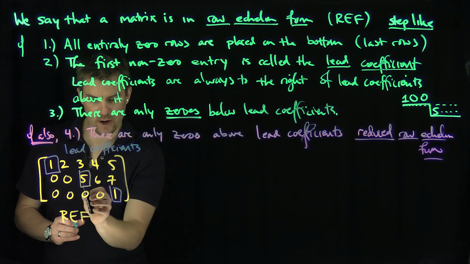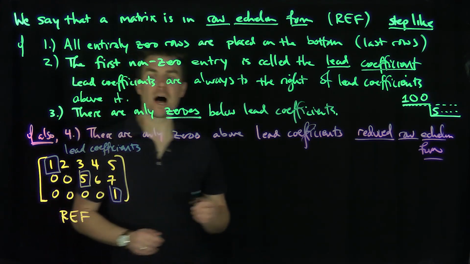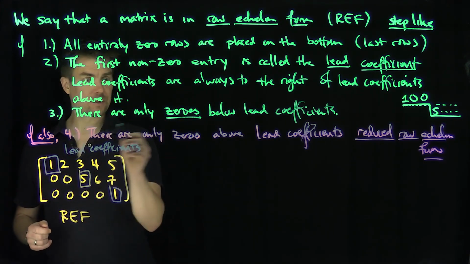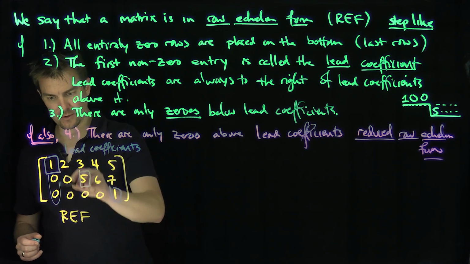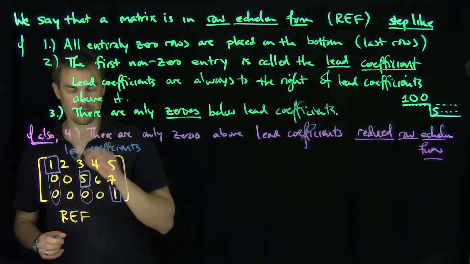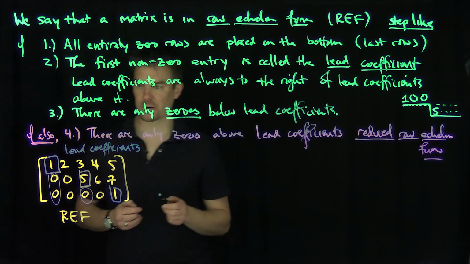Okay, and it's to the what? It's to the right of 5. Excellent. However, this matrix, and of course, what's the last condition? There's only zeros below the lead coefficient, so I have a 0, 0 over here, that works, and a 0 over here, that works, and it's vacuously true over here. So this is definitely a row echelon form matrix.